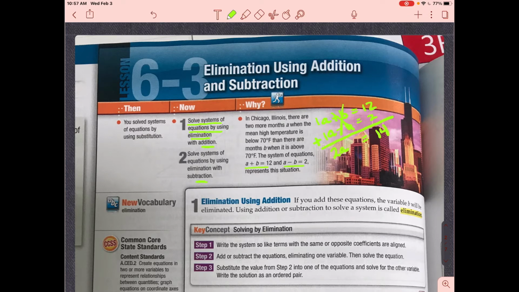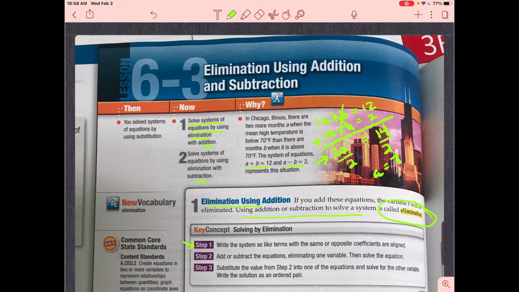So notice that I have done my objective in solving systems, which is to eliminate one of the variables so that I can solve for the other one. I can finish solving this and I will get a equals 7, and then I can take this 7, plug it back into the equation, and solve for b. All right, setting that aside right now, right here you can see elimination using addition. If you add these equations, the variable b will be eliminated, and using addition or subtraction to solve the system is called elimination.